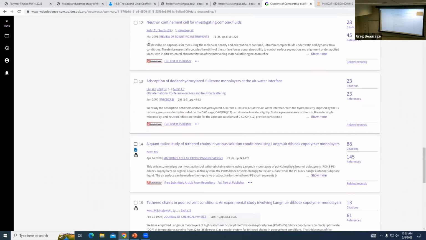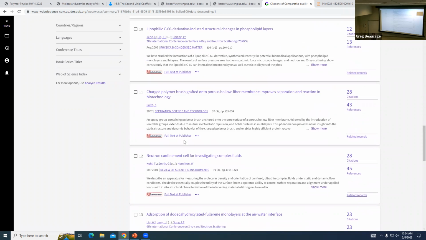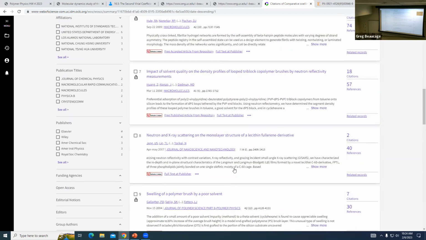So anyway, you could look through each of those papers. Oh, Bill Hamilton is at Oak Ridge, and Greg Smith. These are neutron scattering people. Neutron confinement cell for investigating blah blah blah. Somehow they use that function.